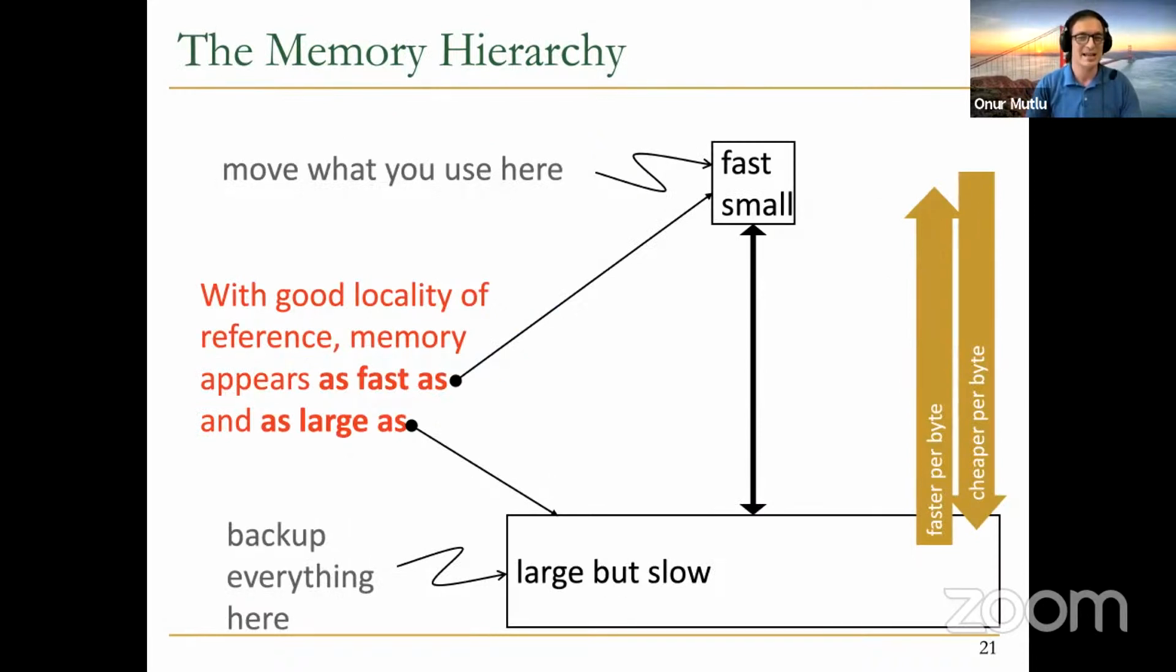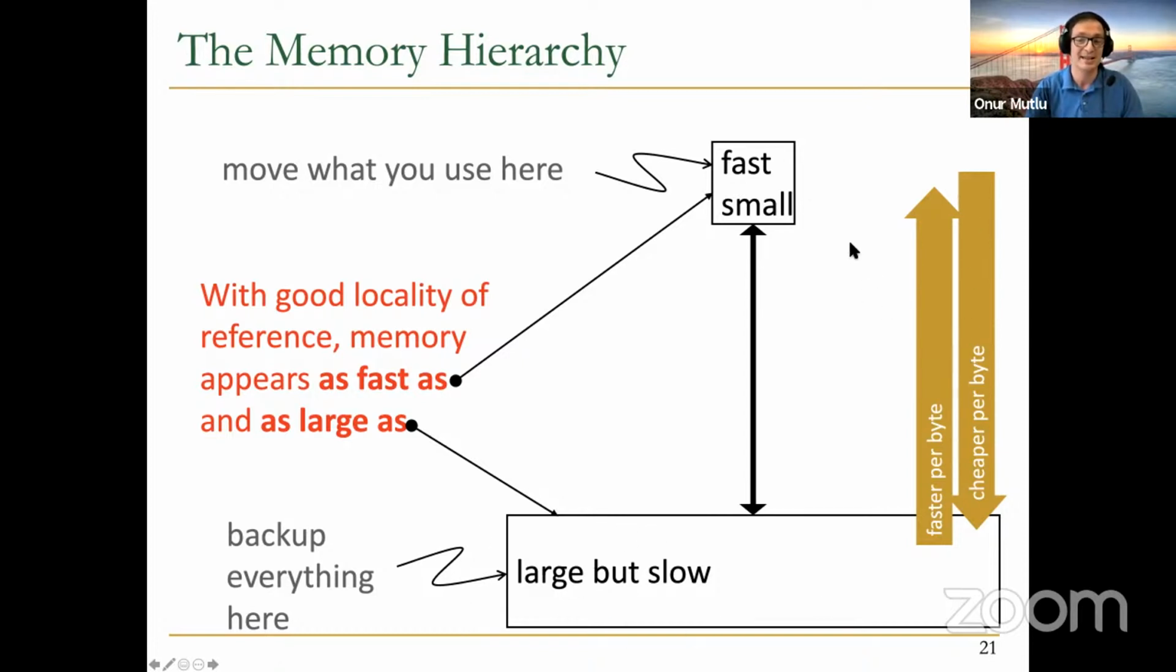Okay, so this is another view of the memory hierarchy. Basically, you want fast and small memories over here, and you have another level, let's say large but slow memory over here. You move what you use or what you need to the fast and small memory, and you back up what you don't need in the large but slow memory.